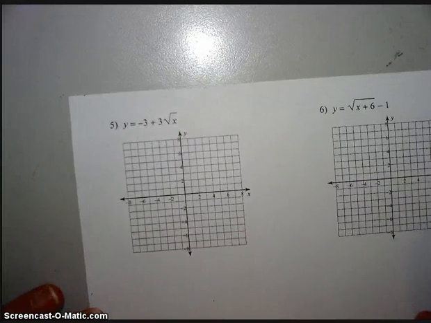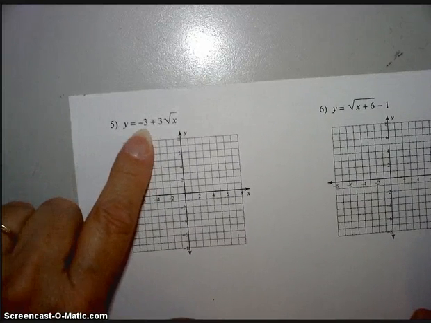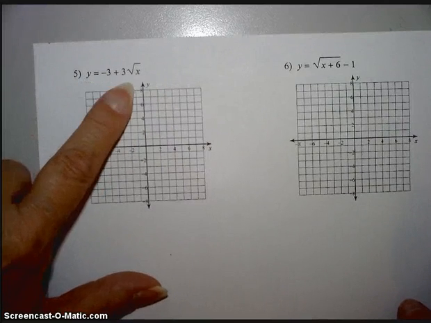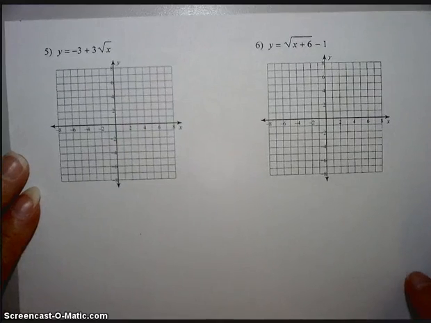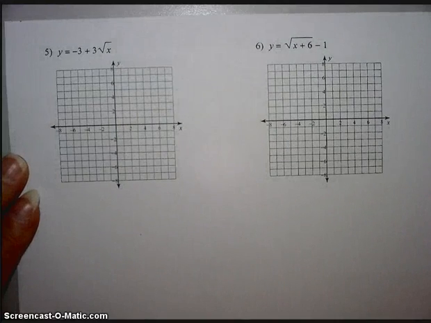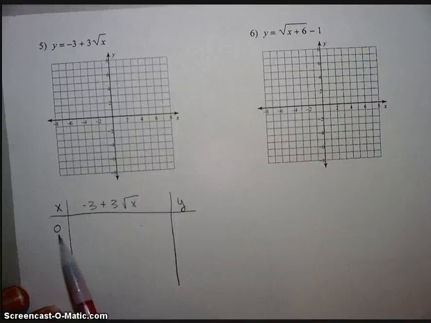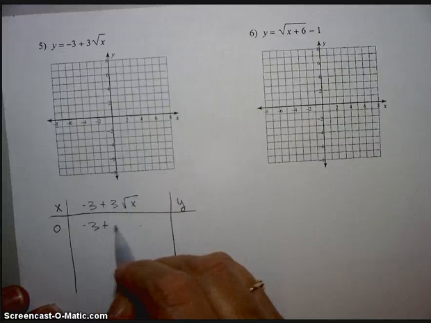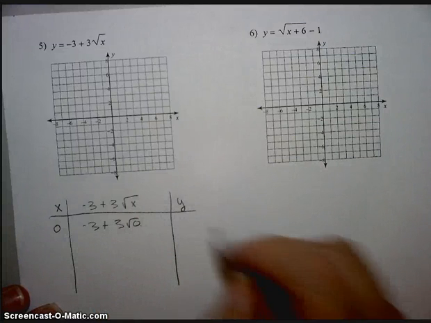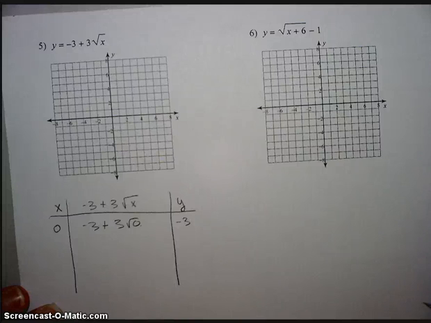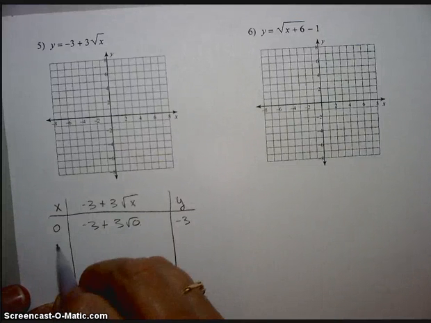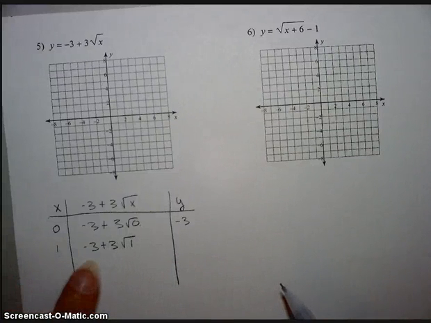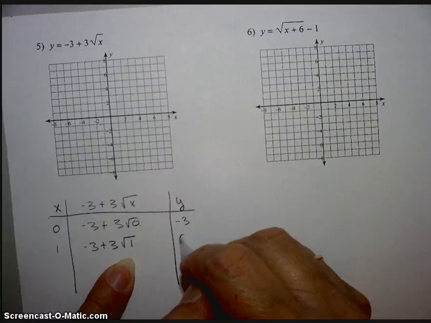On this example, I notice that I don't have anything under the radical, but I have something on the outside and then something multiplying. So we're going to want to make our table of values. I'm going to start where x equals 0 because there's nothing going on in here. That would give me negative 3 plus 3 times the square root of 0, which is 0, so I'm going to be at negative 3. Then I'm going to go to 1. Negative 3 plus 3 times the square root of 1 is negative 3 plus 3, so that's going to be 0.